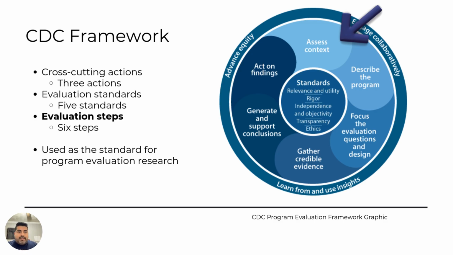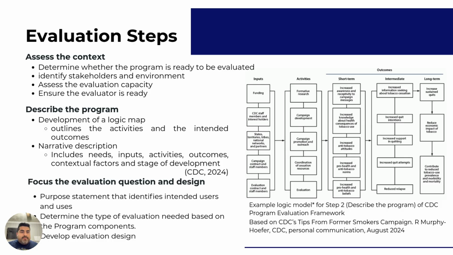I know you're probably thinking, hey, this is a whole lot of work on the front end, and there's a lot more work to be done. So there are 6 steps, like I said. And the first step is to assess the context. You have to know, hey, where am I at? Is the program ready to be evaluated? At which point are we evaluating? So is it basically at the beginning, middle, or end? Which part am I evaluating? So you got to make sure that you know all of this.